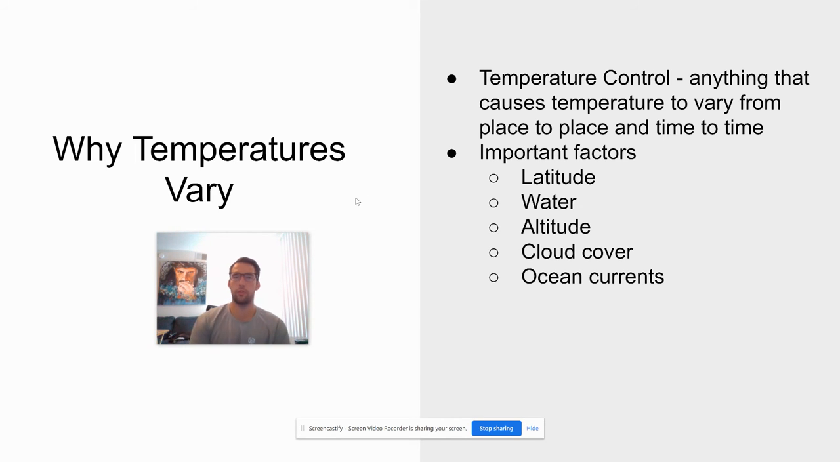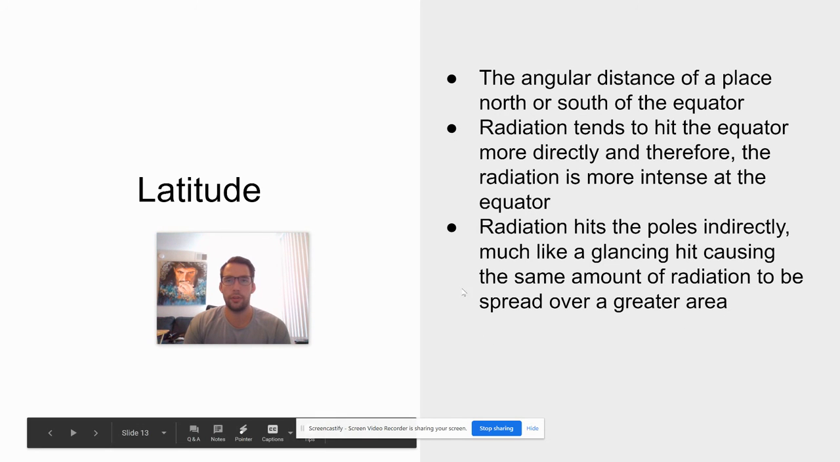So why do temperatures vary so much from one location on Earth to another location? Some important factors here are going to be the latitude of the location, water, altitude of the location, cloud coverage, and ocean currents. So starting with latitude. Latitude is the angular distance of a place north or south of the equator.